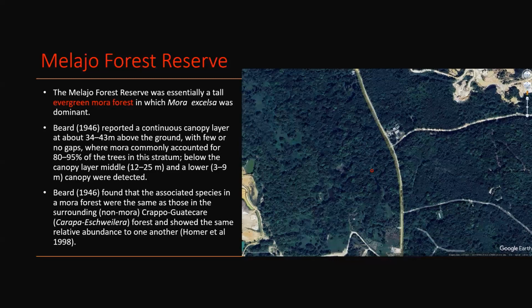The Malau Forest Reserve was essentially a tall evergreen Mora forest in the past, in which Mora excelsa was dominant. In 1946, Baird reported a continuous canopy layer above the ground with few or no gaps, where Mora commonly accounted for 80 to 95% of the trees in this stratum. Baird also found that the associated species in the Mora forest were the same as those in the surrounding non-Mora forest, and show the same relative abundance to one another.